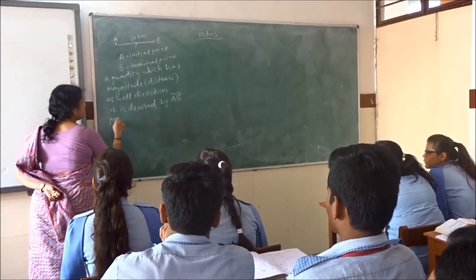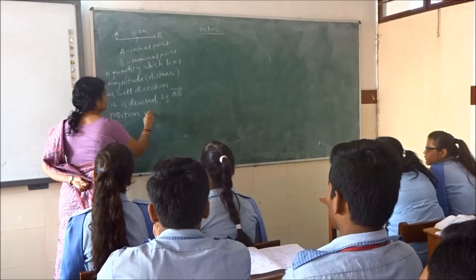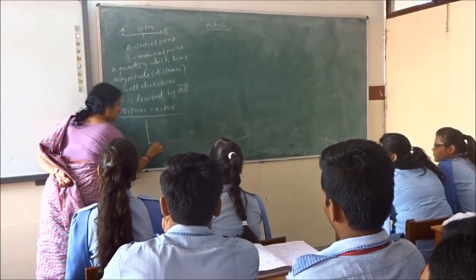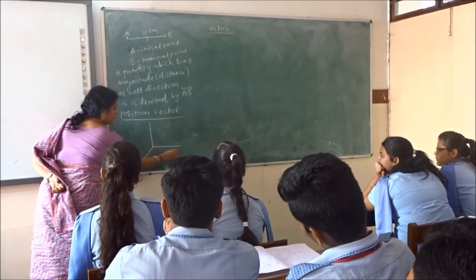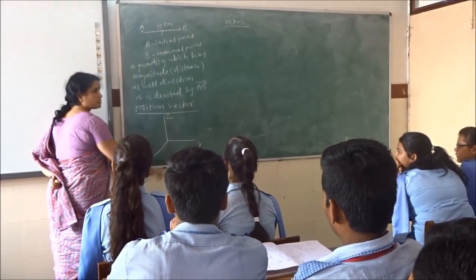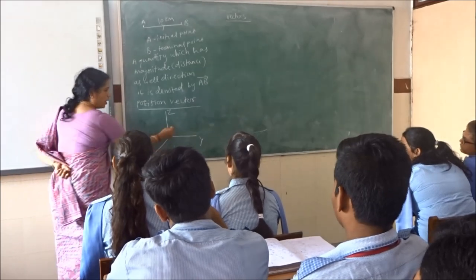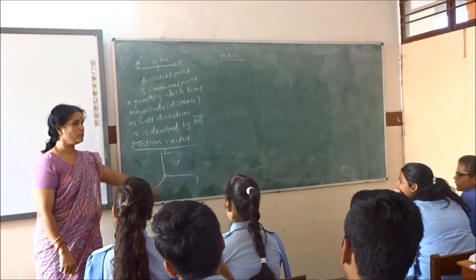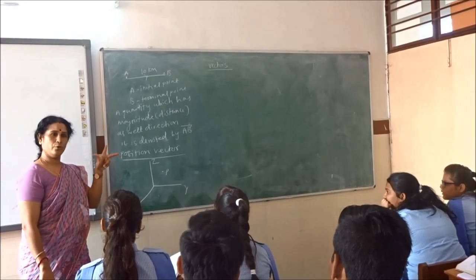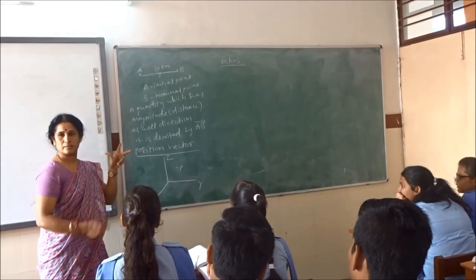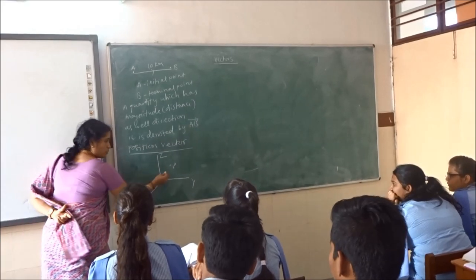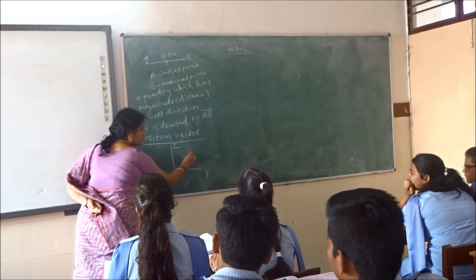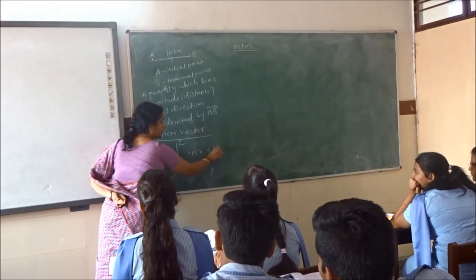What is position vector? Now, see, I am taking 3 axes here: x axis, then y axis, and then z axis. That is x axis, that is y axis, this is z axis, like this. Okay, fine. I am taking one point. This point has all the coordinates: x coordinate, y coordinate and z coordinate.